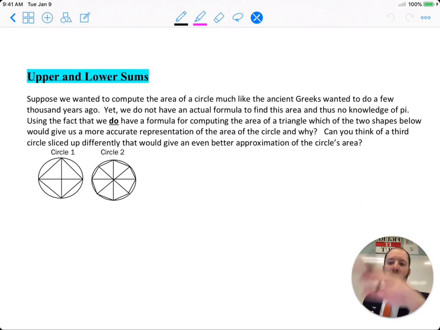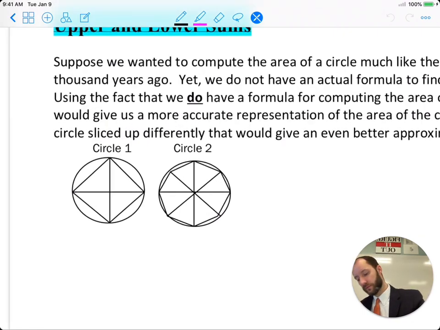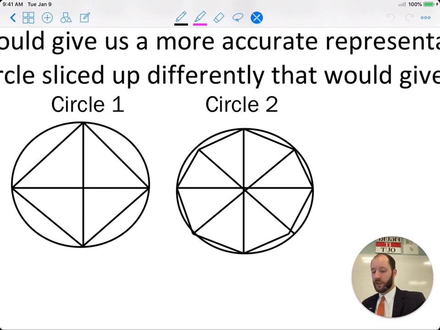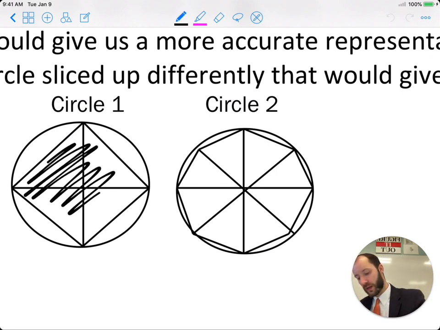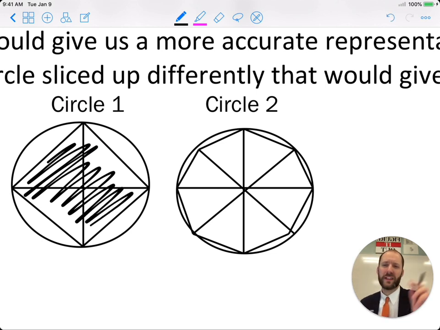Now, going on to upper and lower sums, there's this idea of the method of exhaustion. If you want to find the area of a circle but you don't know the formula for the area of the circle, you could inscribe a square in the circle, then find the area of that square. And that's okay. It's not an overestimate, you're under.